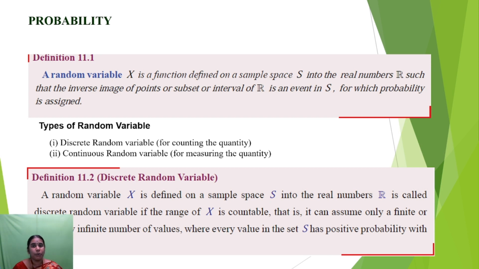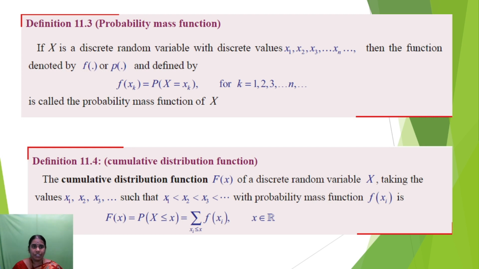The random variables are of two types: discrete random variables and continuous random variables. In the case of discrete, we use them for counting the quantity. For continuous, we use them for measuring the quantity. First, discrete random variables. A random variable defined on the sample space into R is called a discrete random variable if the range of X is countable. That is, it can assume only a finite or countably infinite number of values. Next, probability mass function. If X is a discrete random variable, then the function denoted by f of xk equal to p of X equal to xk is called the probability mass function.